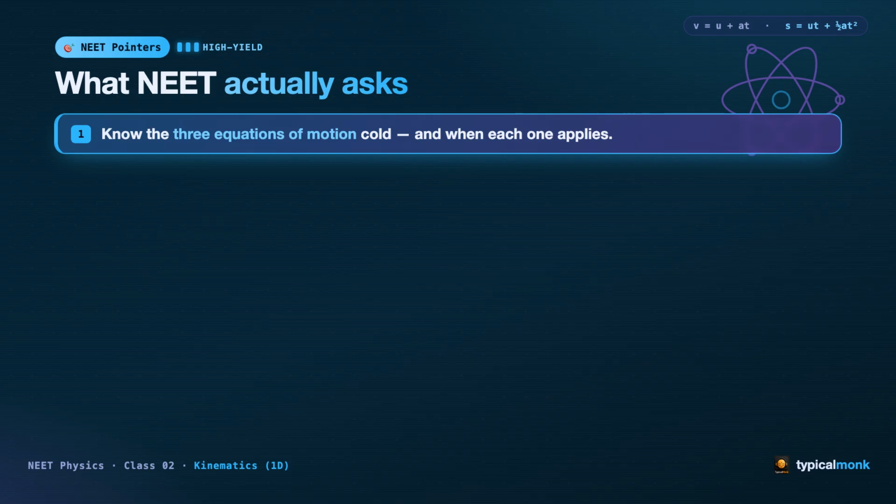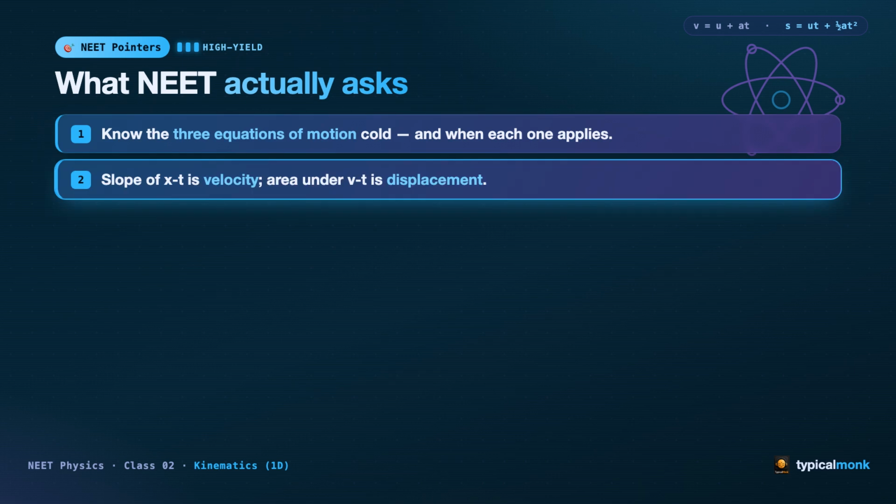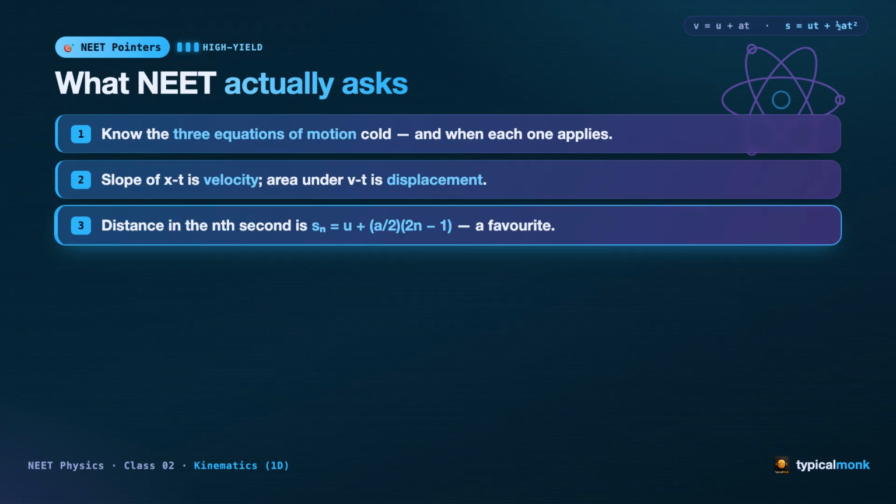Now sit up straight. These 5 lines are what NEET actually asks year after year. 1. Know the 3 equations of motion cold and know exactly when each one applies. Constant acceleration only. 2. The slope of a position time graph is velocity, and the area under a velocity time graph is displacement. Now, a single idea unlocks most graph questions. 3. The distance in the nth second is u plus a over 2 times 2n minus 1. This is a favorite trap, so learn it as a separate formula, not by guessing.